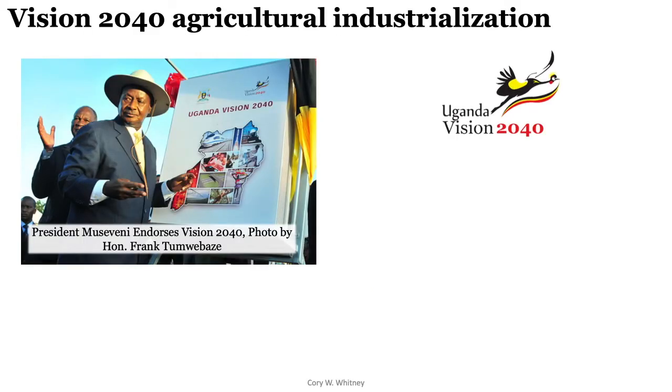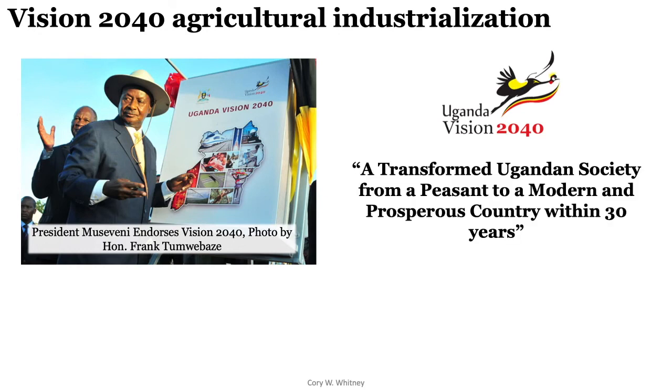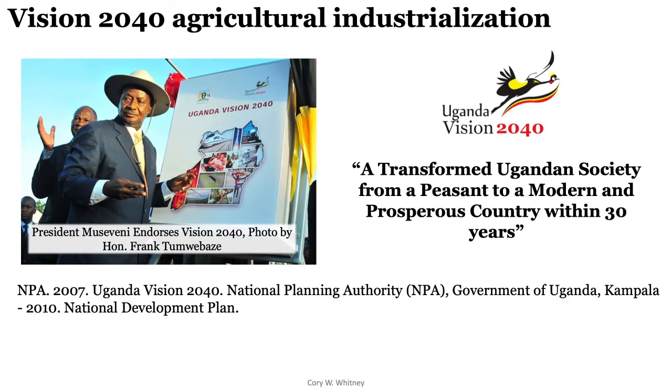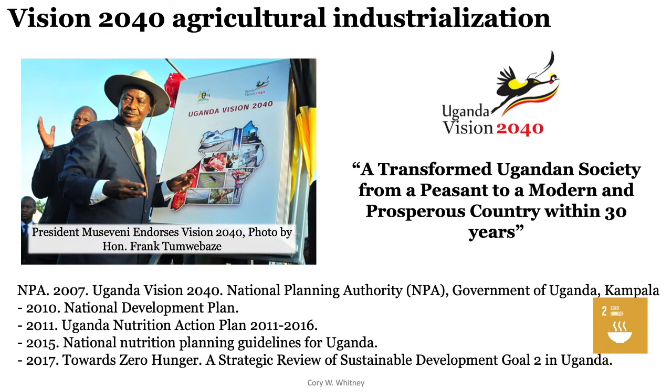So I'm going to give you an example from Uganda. I worked on this project for some time. Vision 2040, this vision for Uganda by the year 2040, includes pretty explicitly super intensification of agricultural production. They want to transform society from peasant to a modern and prosperous country within 30 years. This is President Museveni endorsing the plan, implemented by the National Planning Authority and a number of other institutions.